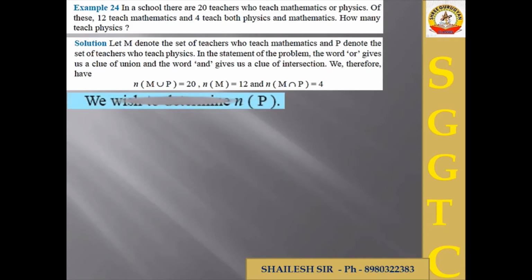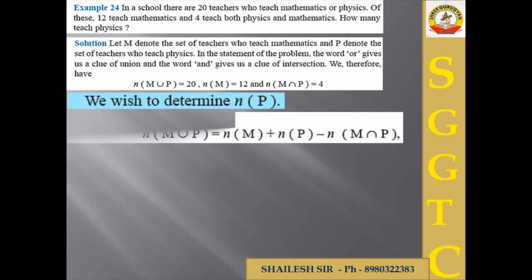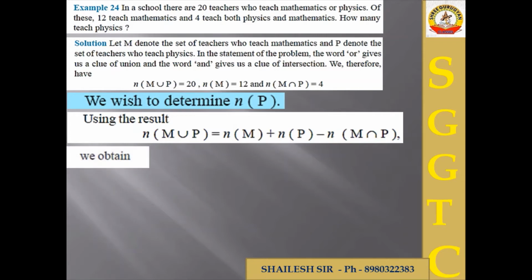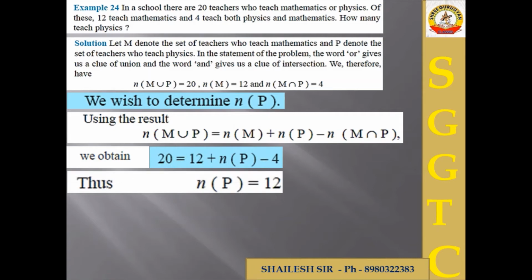Now I go to the general formula to determine n of P. n of M union P equals n of M plus n of P minus n of M intersection P. Now apply all the given values. So you can get n of P equal to 12. But students, this is not sufficient for understanding this sum. I will explain by Venn diagram.